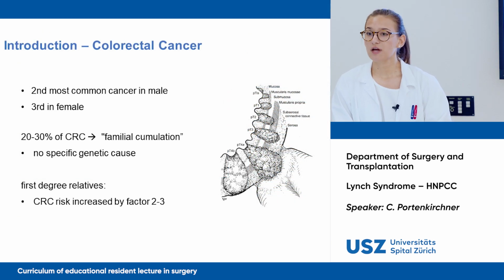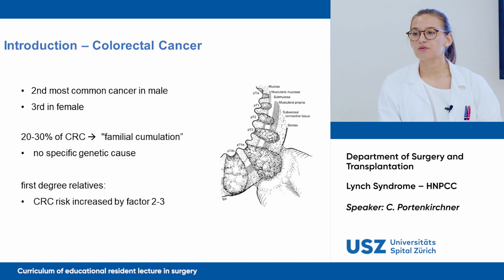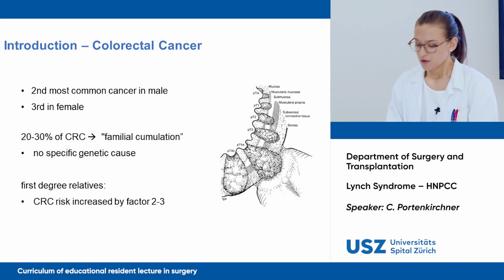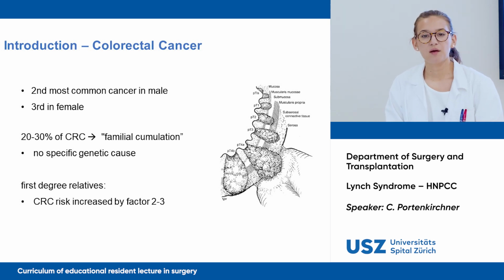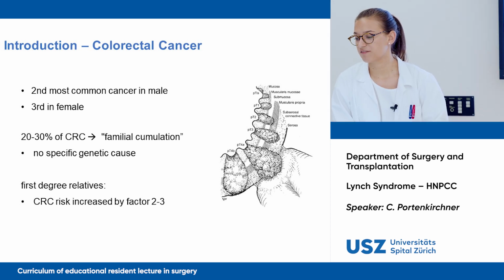So for a short introduction, colorectal cancer is the second most common cancer in male and the third most common in female. We have a familial accumulation in up to 30% of the colorectal cancer patients, and they are not presenting with a specific genetic cause. First-degree relatives such as siblings, parents, children have an increased risk for developing colorectal cancer by the factor 2 to 3.